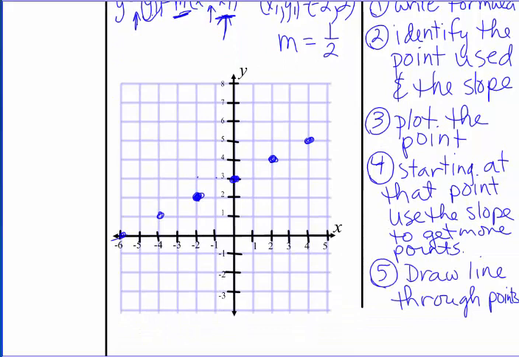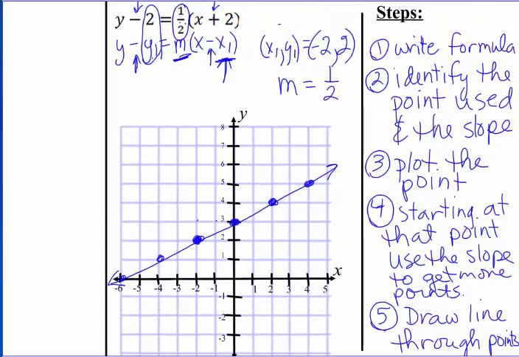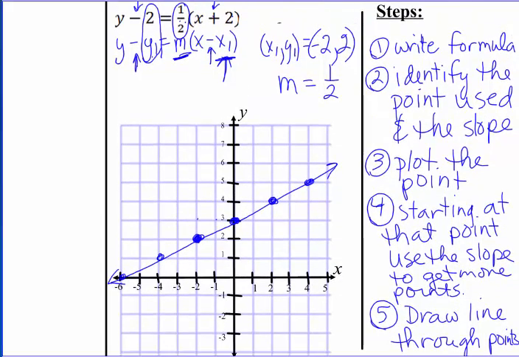Okay, so we draw a line all the way through the points with arrows at the end, because if we made the graph bigger, the line would keep on going. So make sure you have your arrows at the end. That's how you graph using an equation in point-slope form.